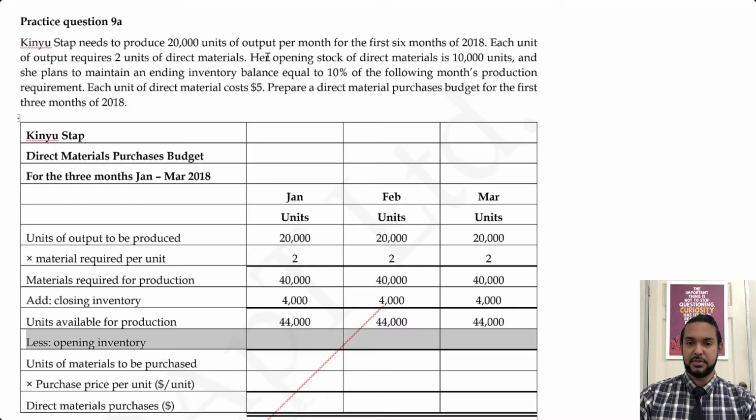So what is the opening stock? It says the opening stock of direct materials is 10,000 units. So in January, we're going to see the 10,000 there. So we're going to subtract going down. 44 minus 10 will give us 34.